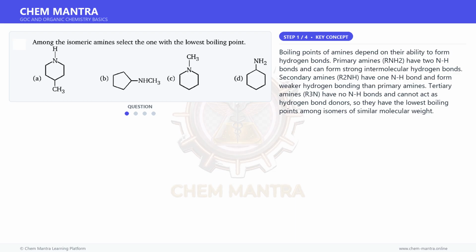Tertiary amines, R3N, have no NH bonds and cannot act as hydrogen bond donors, so they have the lowest boiling points among isomers of similar molecular weight.